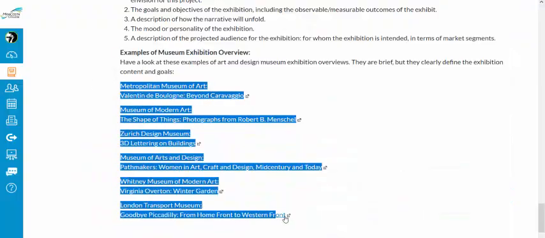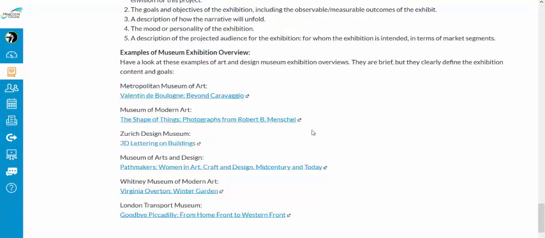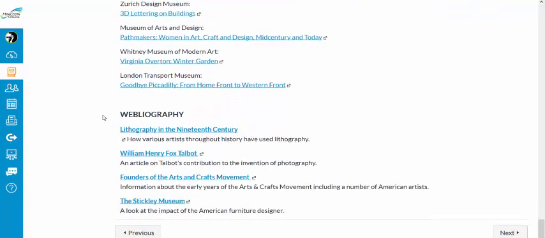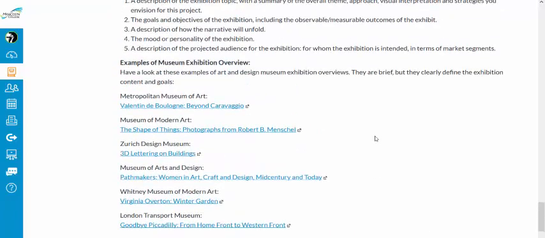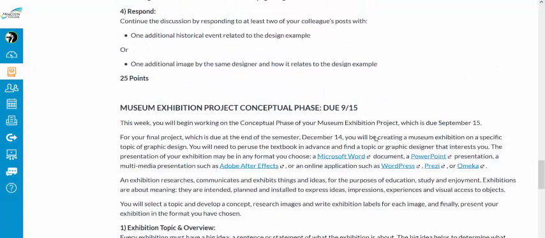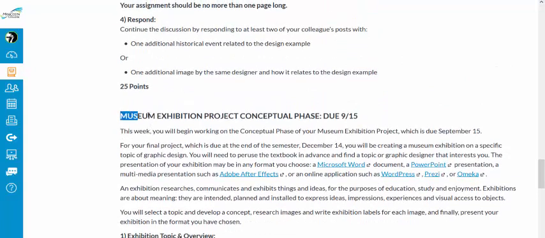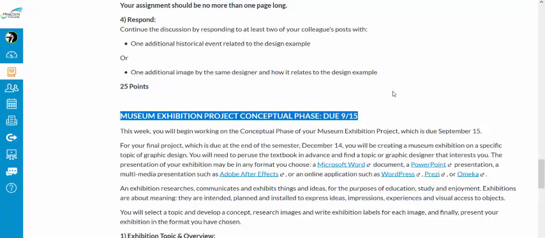And then again, I've included a bibliography of links to various topics that are covered in this week's reading if you want some more information. So again, you're going to begin working on your museum exhibition concept, which is not due until September 15th. And you're going to work on your first bibliography and context and design and context assignment, which is due this Sunday, September 1st. So there's an overview of your assignment this week.